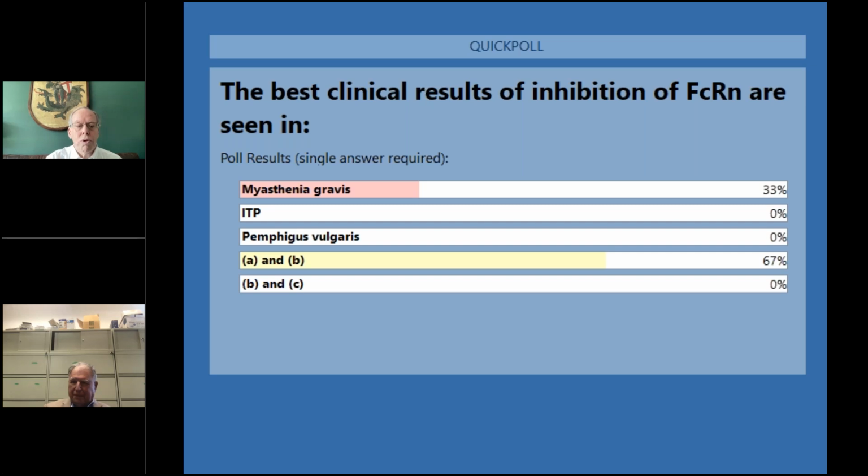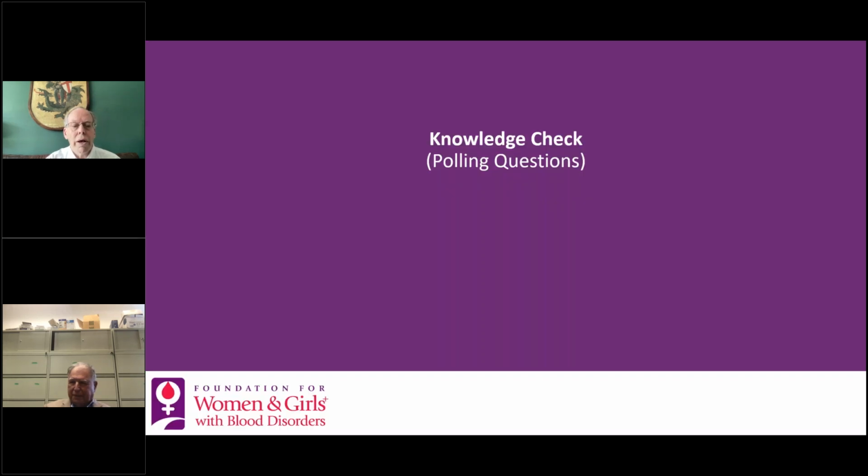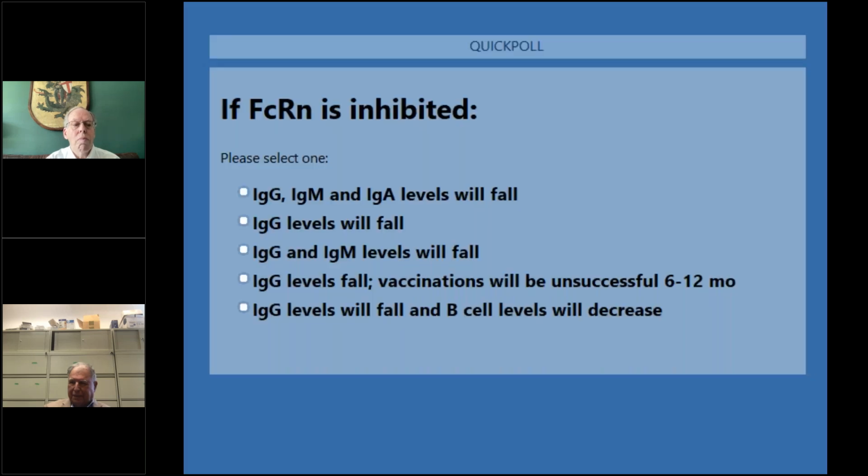And the next polling question, last one, I believe. If FcRn is inhibited, which of the following occurs? IgG, IgM, and IgA levels will fall. IgG levels will fall. IgG and IgM levels will fall. IgG levels will fall and vaccinations will be unsuccessful for 6 to 12 months. And IgG levels will fall and B cell levels will decrease.